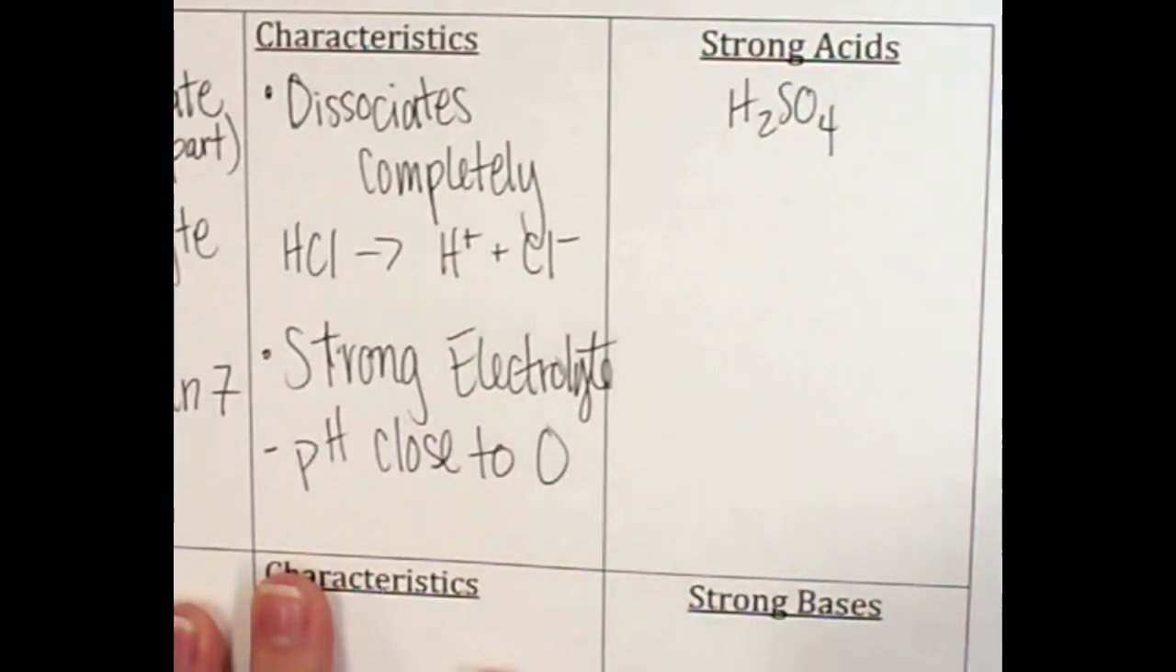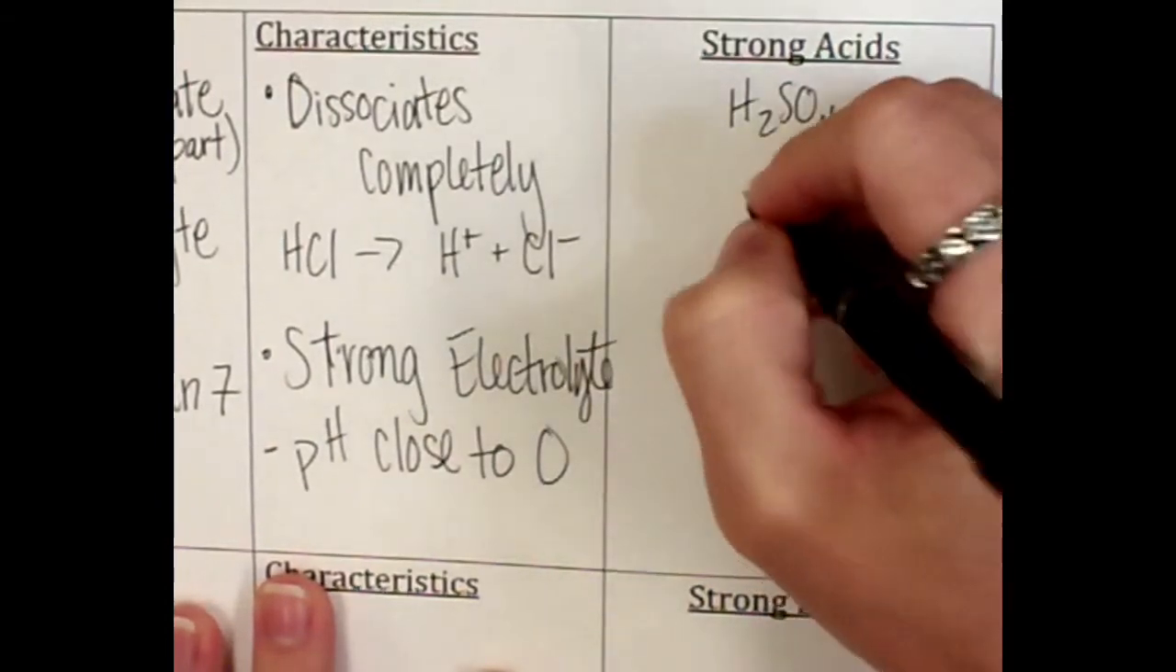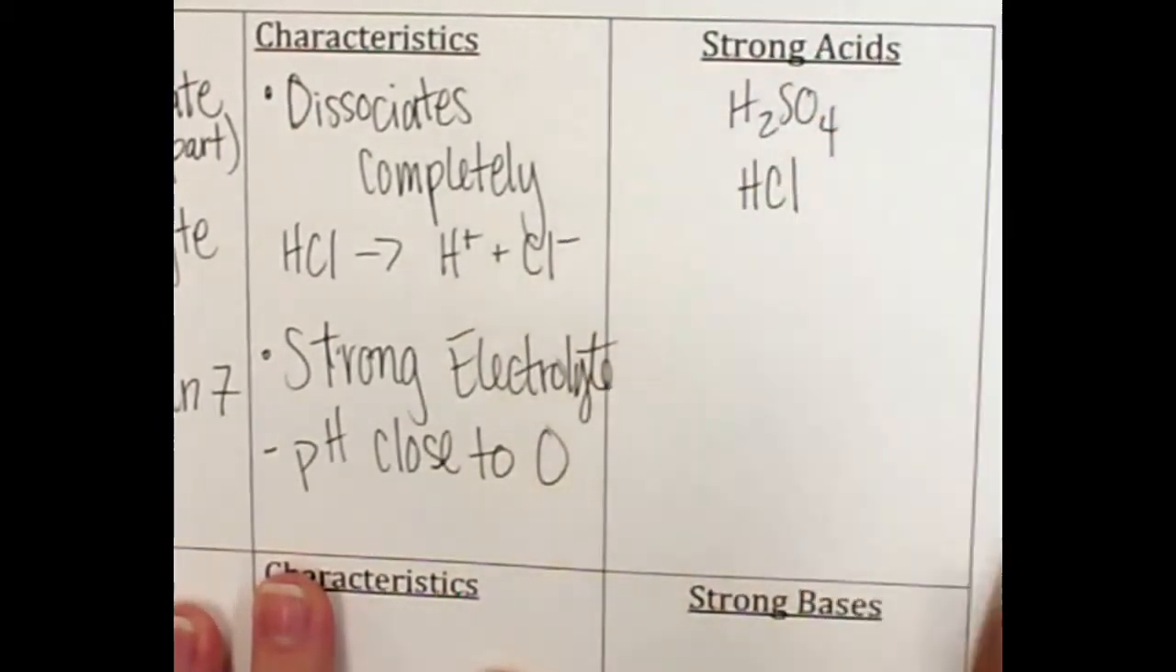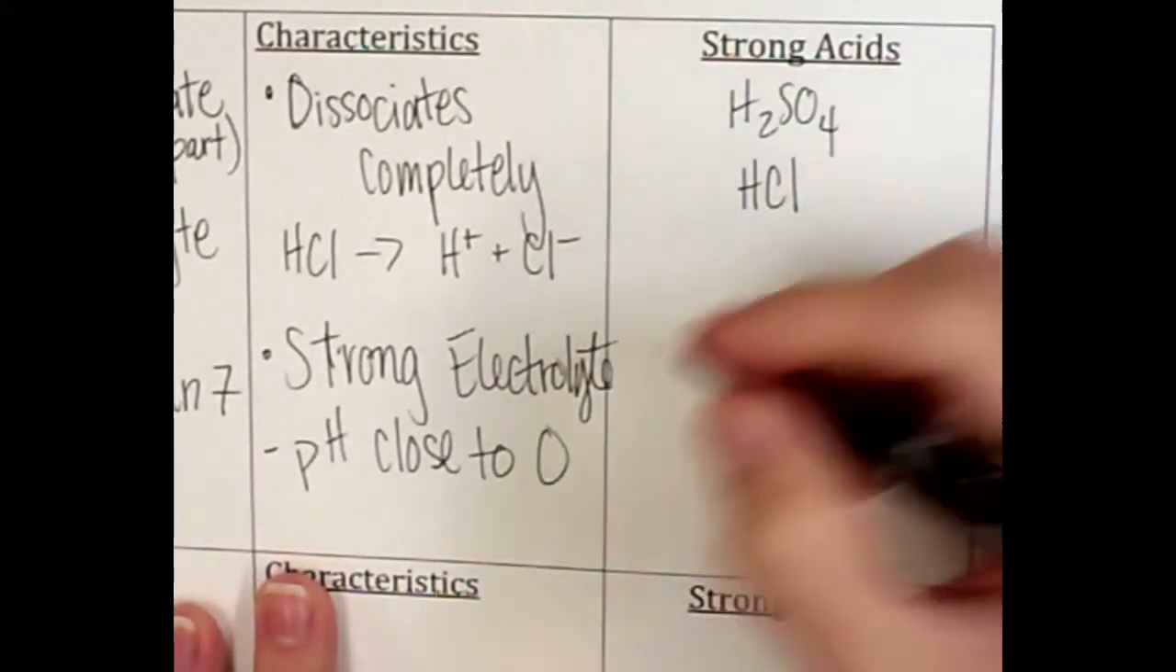Sulfuric. Because it's not binary, so it's not hydro. And then it's sulfate, so it's got to be -ic, not -ous. Right? Okay. All right. We've got HCl. You remember the name of HCl? HCl is hydrochloric acid.